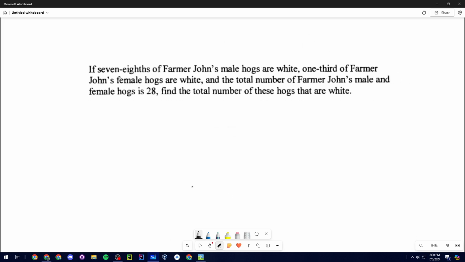Seven-eighths of Farmer John's male hogs are white, and 1/3 of his female hogs are white. The total number of... Okay, so M plus F is 28. That's the easy part. And then 7/8 of M are white, and F over 3 are white.